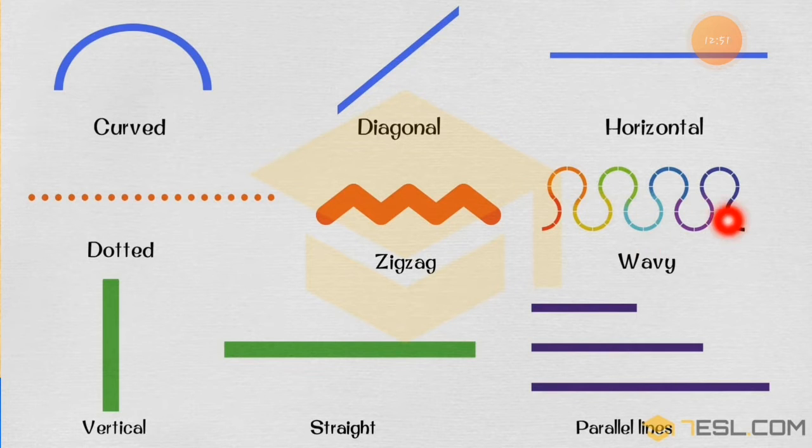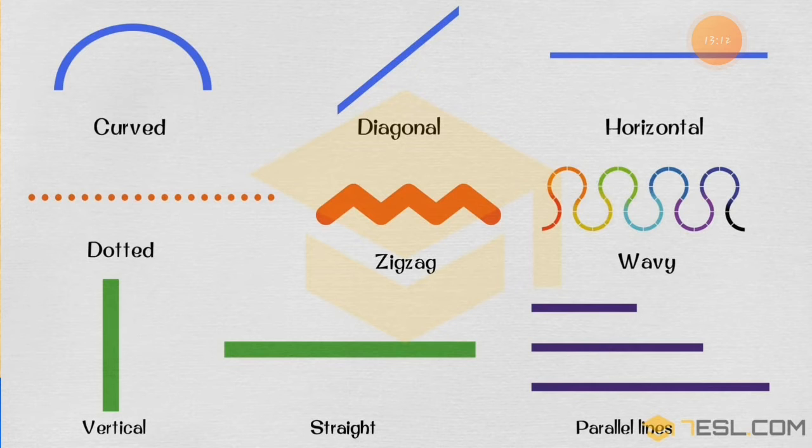Another line type is given, that is a wavy line. As waves come in the sea or ocean, you can draw this type of line. So you can call it the wavy line. Which type of line is this? The wavy line.